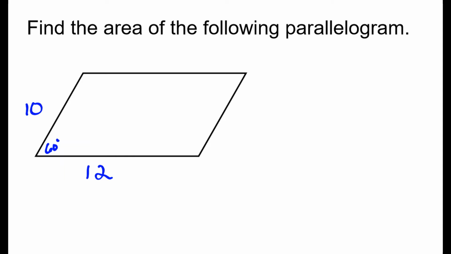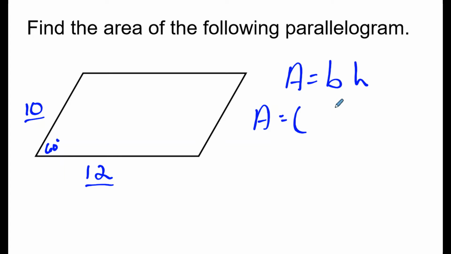A sample problem of what we're going to be looking at here could be a problem like this. They give us two measurements of a parallelogram. The bottom here is 12. The other side is 10. We need to find the area of this parallelogram. We would start off with our formula. Area equals base times height. I'm going to use our base here as our 12.